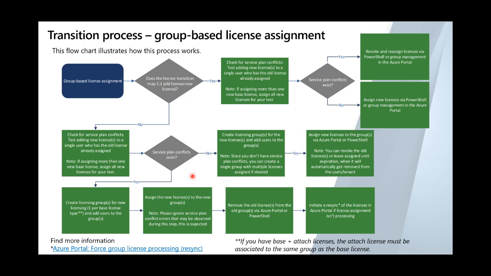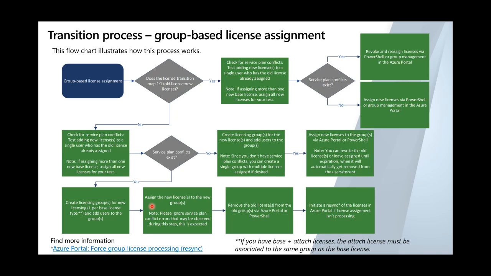If service plan conflicts do exist, then you'd follow the path down to the third row here, and you'd create a licensing group for the new licenses. You'd need to create different groups for each of the base licenses that you're transitioning to. And after the groups are created, you'd then assign the necessary users to each of those groups. And then you'd assign the new licenses to those groups. Again, if you're transitioning to base and attached licenses, you'd want to assign both the base and attached licenses to that new group.